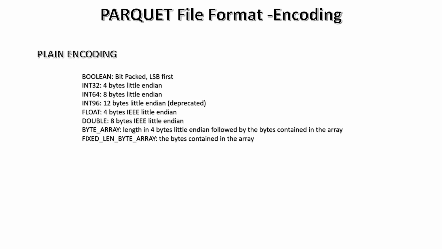So Parquet uses different types of encoding to reduce the size of the data that is stored. The first type of encoding is plain encoding. Here boolean will be represented as bit packed. Int32 is represented as 4 bytes, etc. Here not much compression happens to the data.